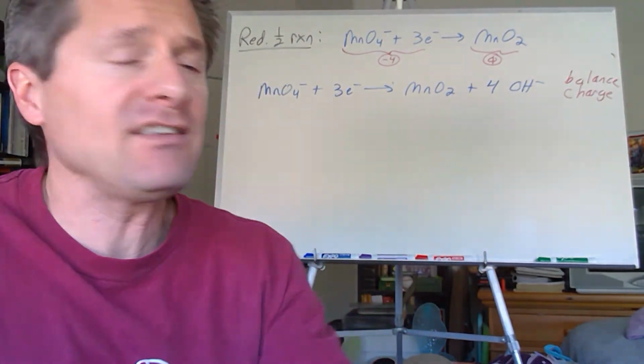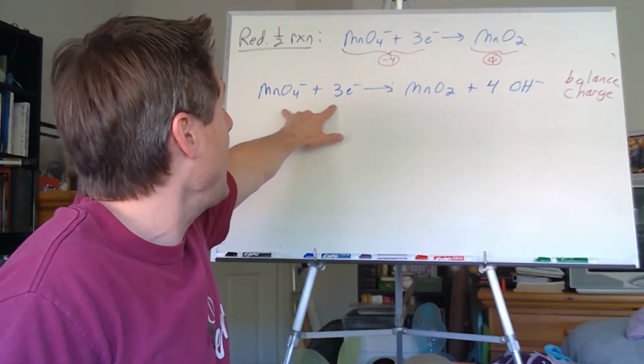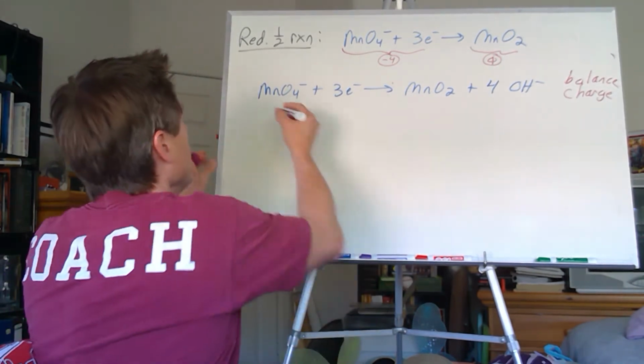All right, so we've successfully balanced these. This side is a -4, all right?